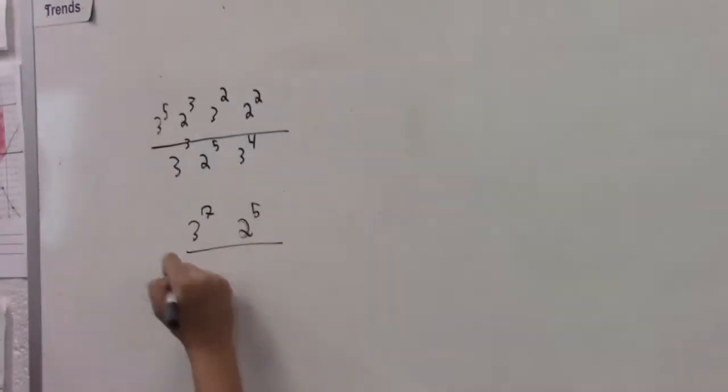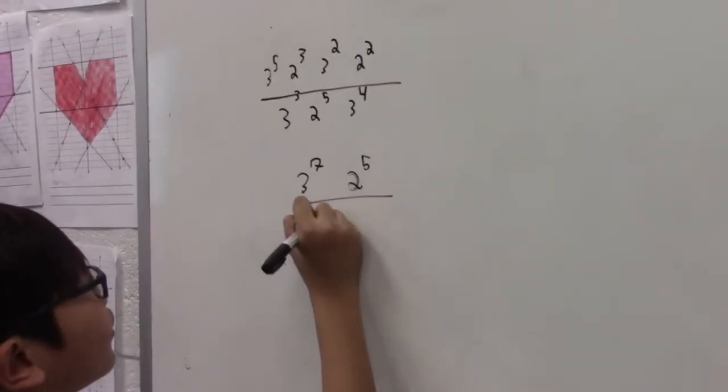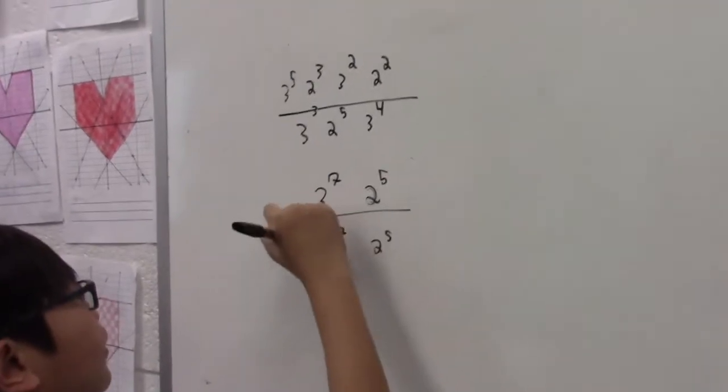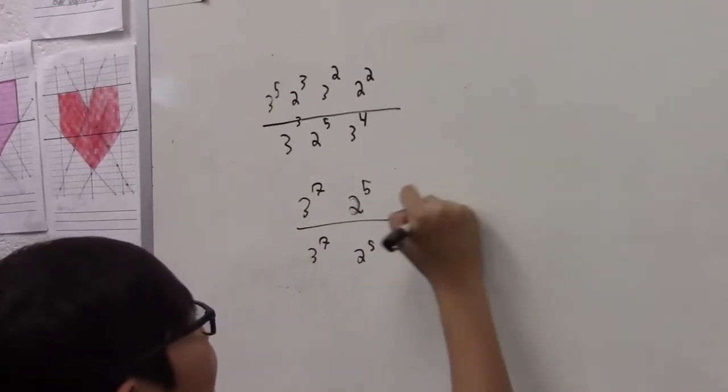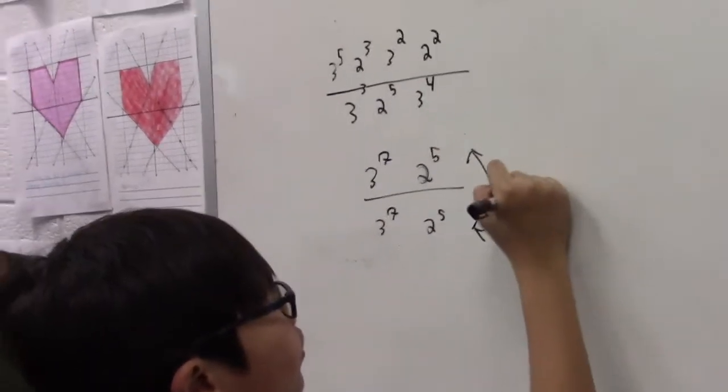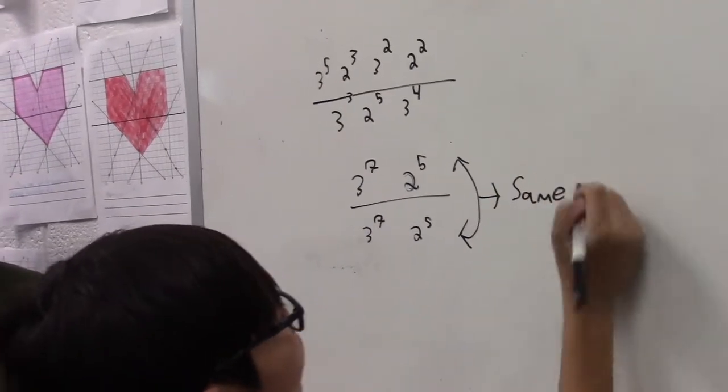7 minutes. 3, 2, 5. Wait, 3, 2, 5. They're the same thing. 3, 2, 5. Oh, wait, 3, 2. Is there only one rule? 3, 2, 5. So then it equals 1.